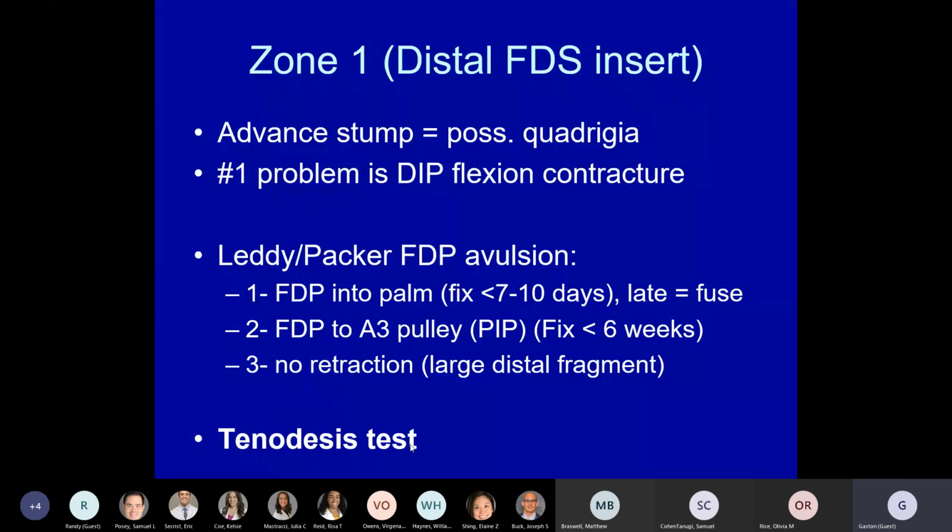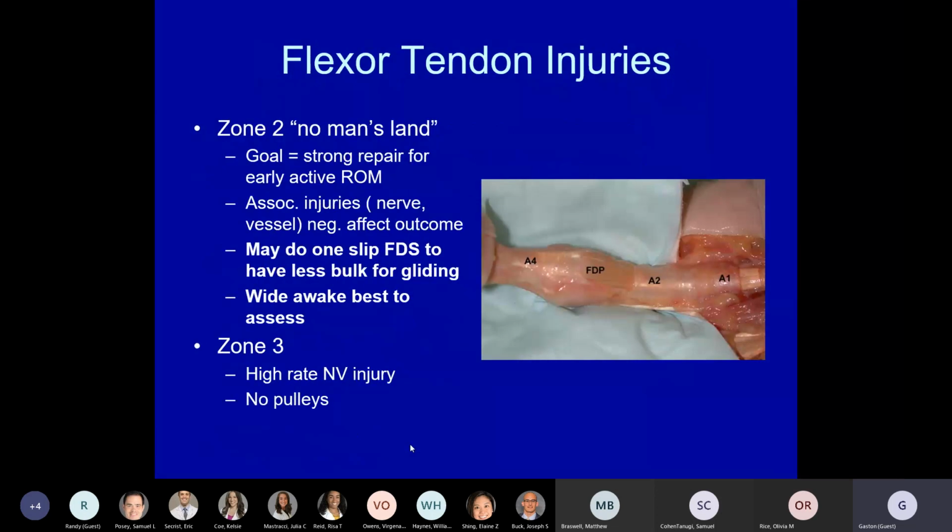The Leddy-Packer classification, you need to know it when you're on hand. You don't really need to know it for the OITE. Just remember, if the tendon retracts all the way back to the palm, you need to fix it soon. If the tendon pulls off with a big chunk of bone, it's way out there at like A4, you've got more time to fix those. The way you test this is a tenodesis test, which again means you passively flex their wrist, their fingers should extend. As you passively extend their wrist, their fingers should flex. So you would see the DIP joint not moving with the tenodesis test.